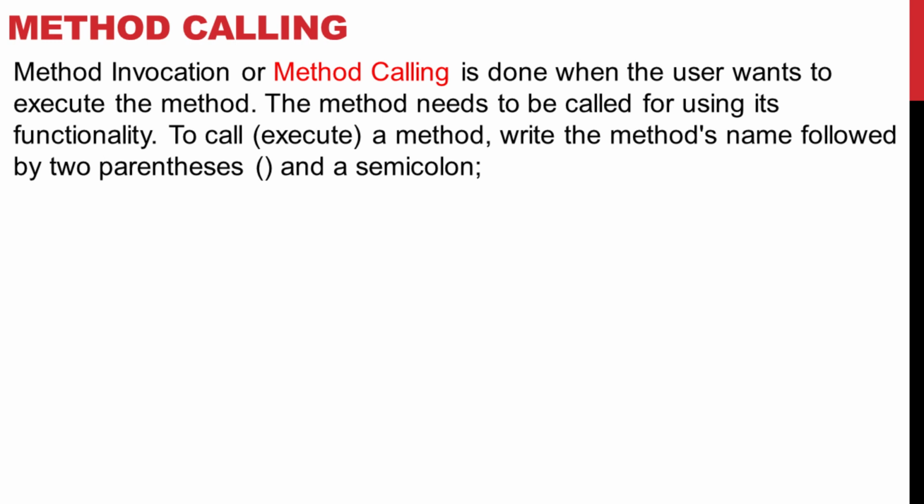Method invocation, or method calling, is done when the user wants to execute the method. The method needs to be called for using its functionality. To call, or execute, a method, write the method's name followed by two parentheses and a semicolon.